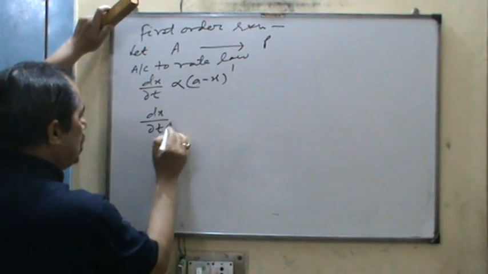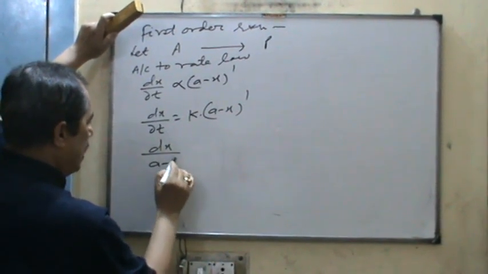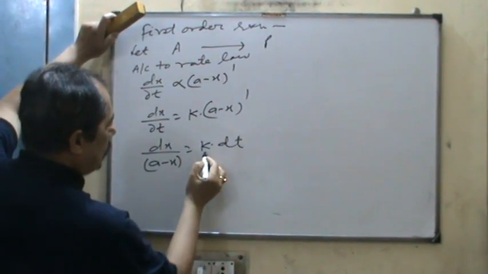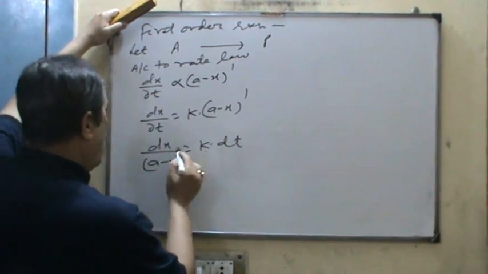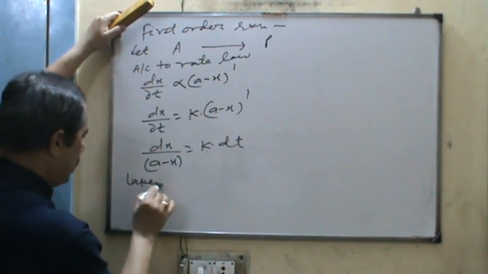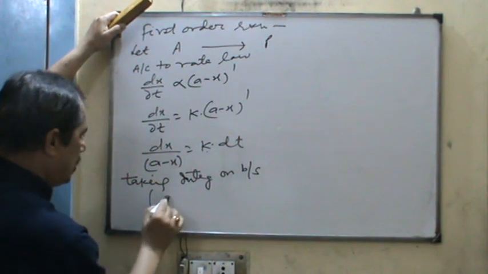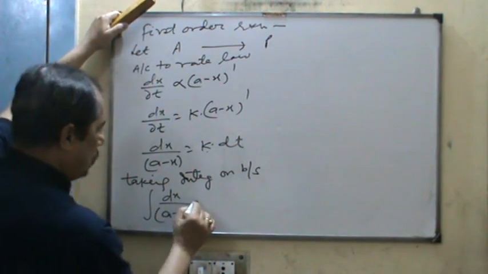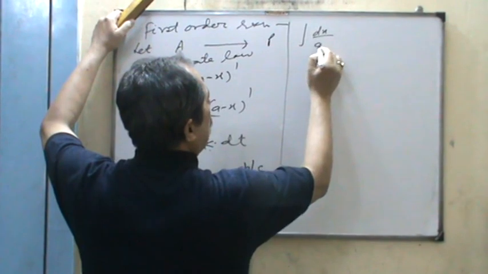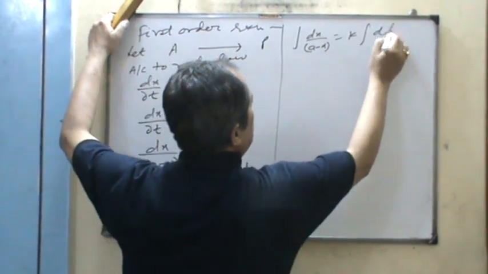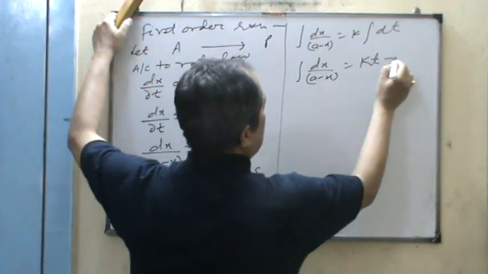So dx upon dt is equal to k into (a minus x) to the power 1, or dx upon (a minus x) equals k into dt. You know what k is? k is the rate constant, right? So here, taking integration on both sides, integration dx upon (a minus x) equals integration k into dt, or integration dx upon (a minus x) is equal to k integration dt, or integration dx upon (a minus x) is equal to k into t plus c.